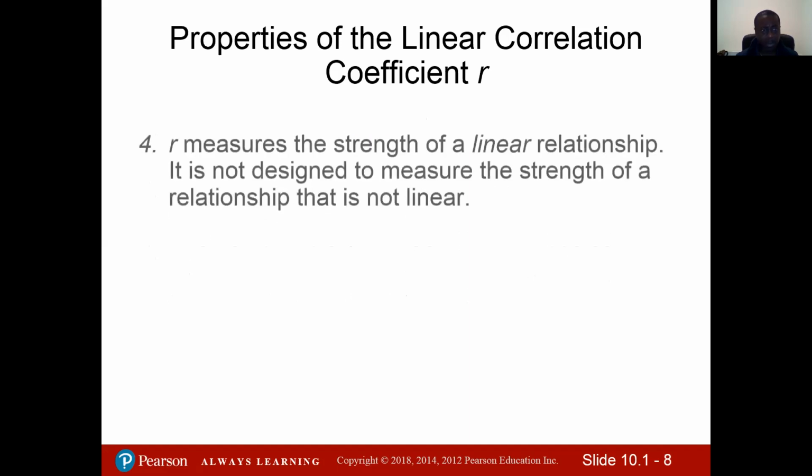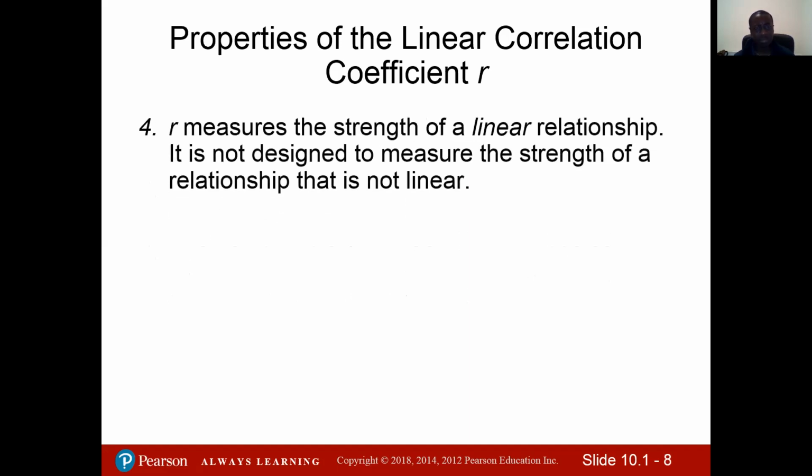Now, the fourth is that R measures the strength of a linear relationship. Sometimes we call R the Pearson R or Pearson correlation coefficient. It is not designed to measure the strength of a relationship that is not linear. So if it is not linear, this doesn't work, and you have to use a different approach.